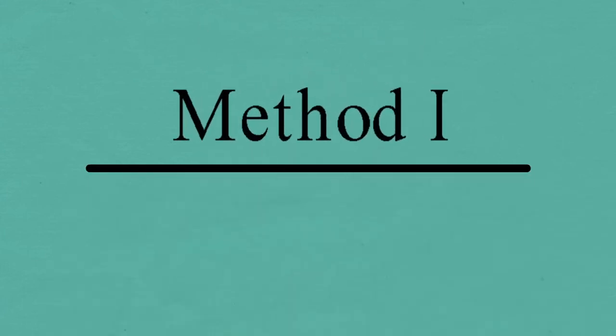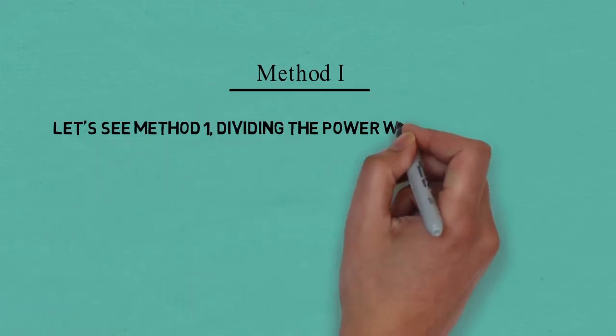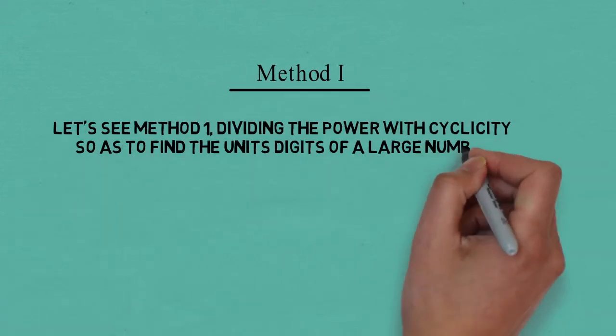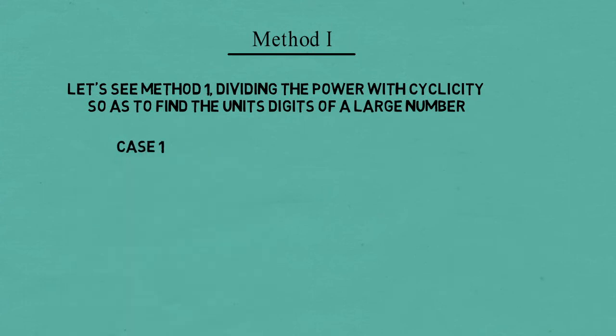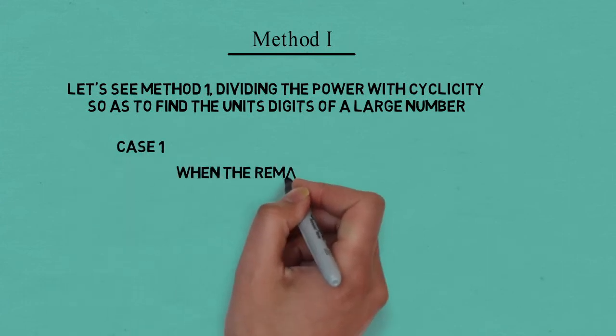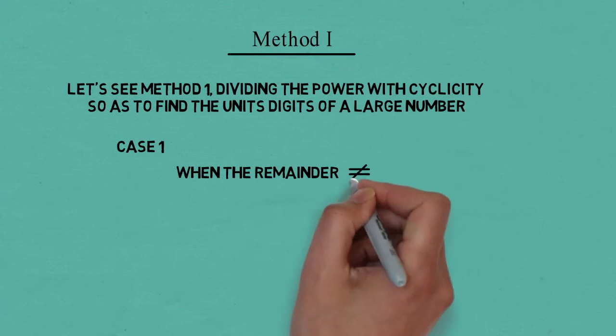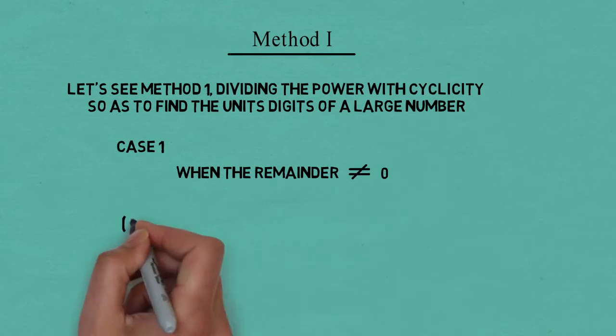Now let us look at Method 1, that is dividing power with cyclicity, so as to find the units digit of a large number. Case 1: when the remainder is not equal to 0. Take an example, 138 raised to 105.